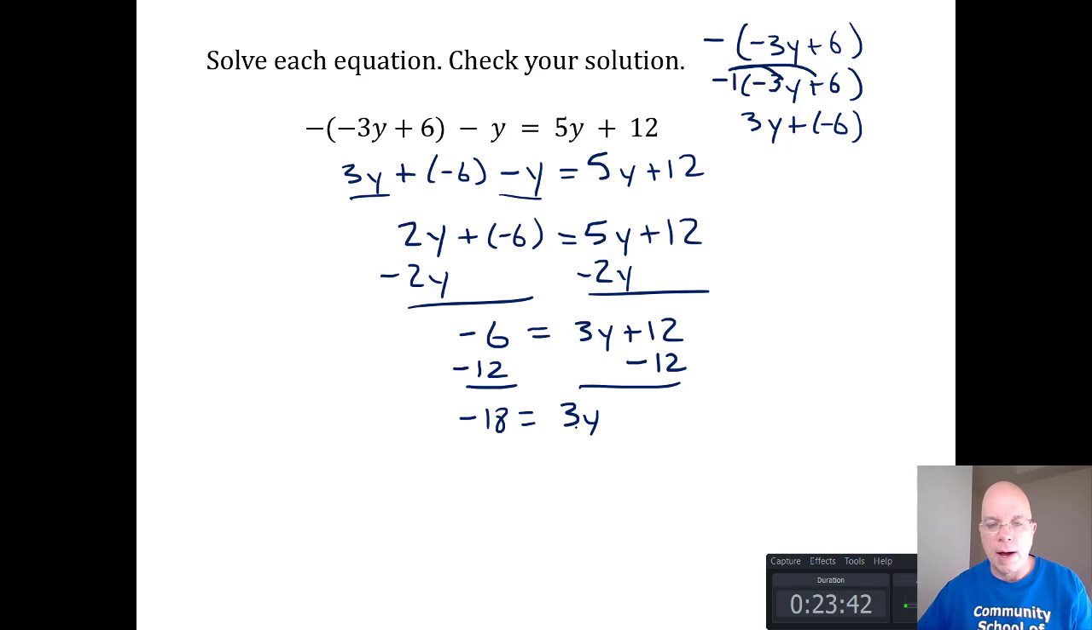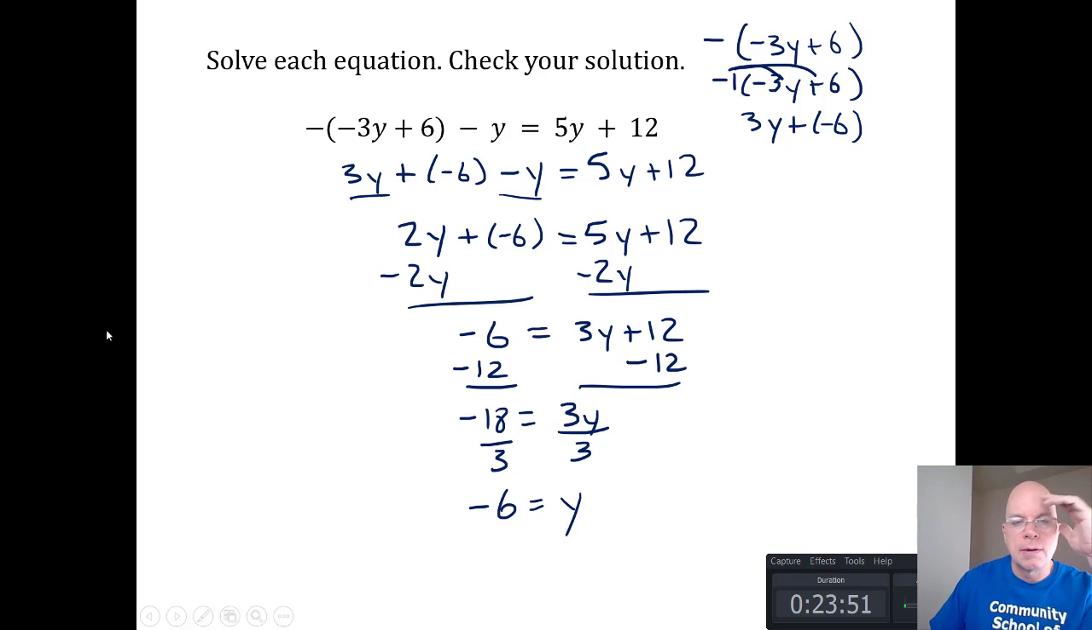I have 3y, but I want 1y, so I divide both sides by 3. This quotient is negative 6. So I believe y equals negative 6. But I say I believe because there's so much going on in this one. I definitely need to check it.